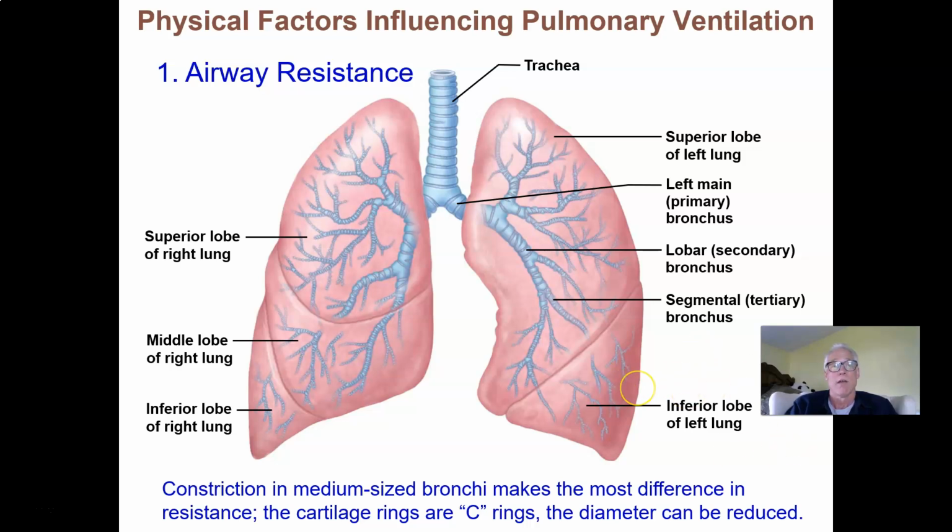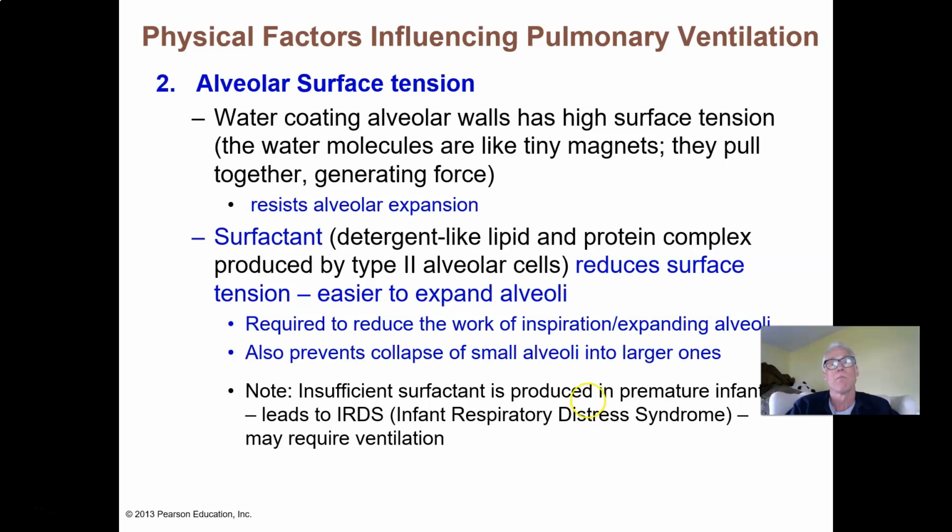Here's just a little diagram showing you all the different branchings of the bronchi and reminding you that the rings of cartilage in all those airways are C rings, not circular, not complete rings, and so that we can contract smooth muscle and reduce the diameter of the bronchi, and those intermediate bronchi will cause the biggest increase in resistance.